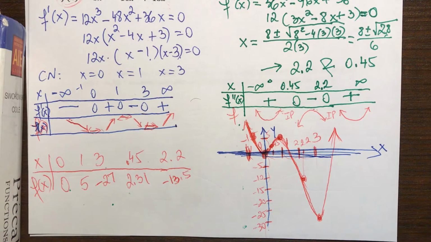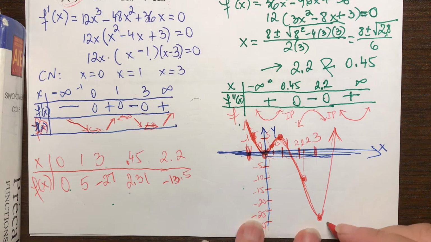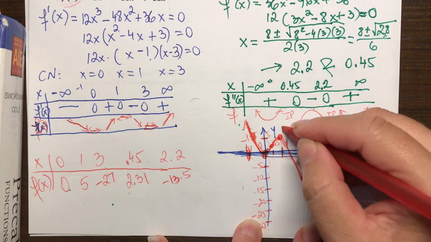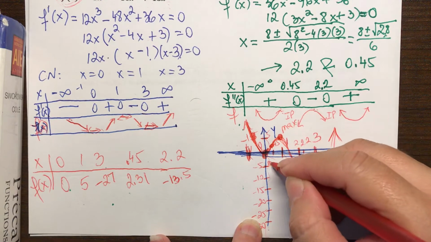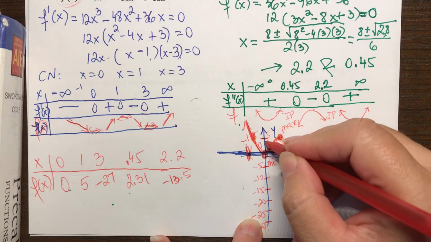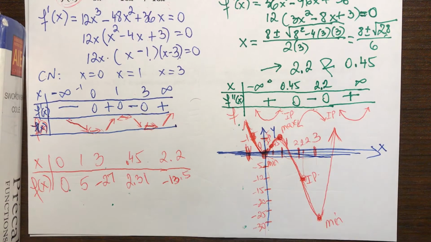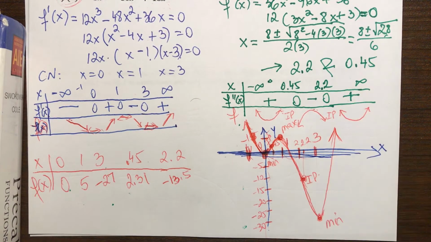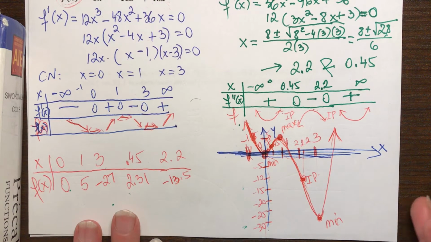Okay, here's your graph. What do I have? I have a min, I have a max, I have another min, I have an inflection point here, and I have an inflection point there as well. Okay, right here. Okay, here's the graph.